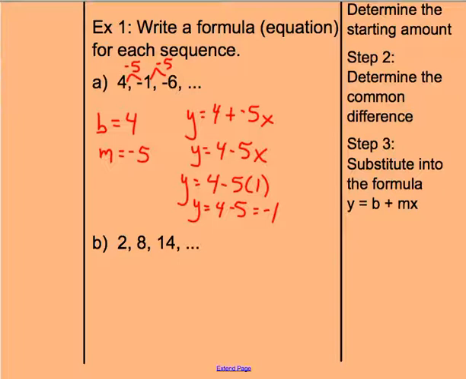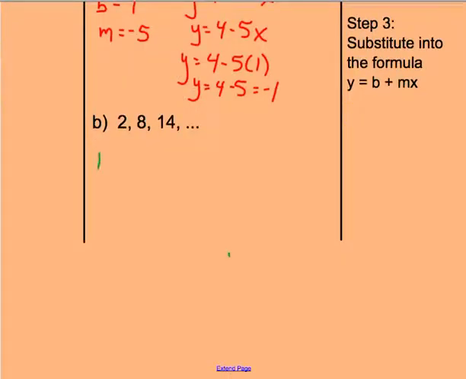All right, so part B, same process. First we figure out our starting value. That's easy, it's just the first number in the list, and we call it b. And then we figure out our common difference. 2 plus 6 gives me 8. 8 plus 6 gives me 14. So our amount of change is 6. Substituting that right into our formula, we get 2 plus 6x.